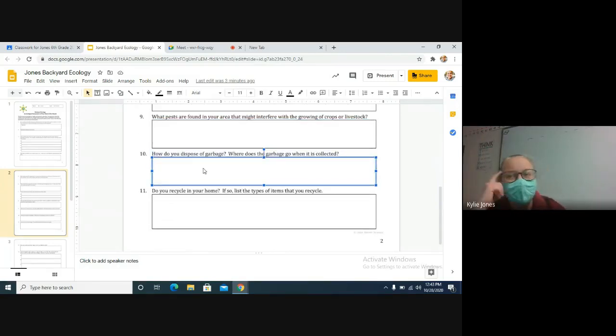Number 10, how do you dispose of garbage? You might have to look past the idea of, oh, I put it in my garbage can and my parents take it out. Where does the garbage go after they take it out? How does that work in Winslow? So you might need to look that up.